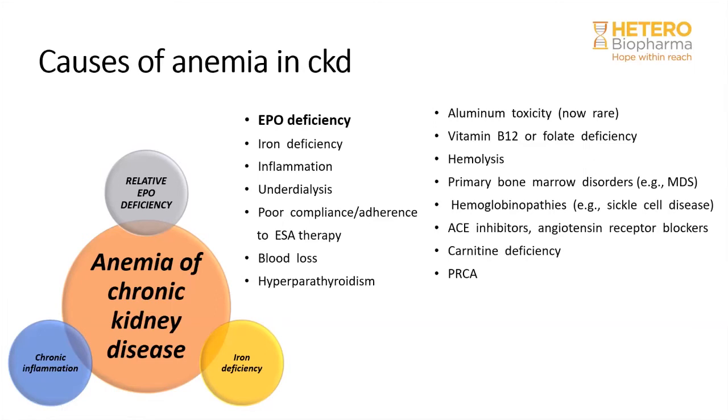CKD itself is a chronic inflammatory state. Under dialysis, there is non-compliance to ESA therapy, any ongoing blood loss, and one of them could also be pure red cell aplasia or hemoglobinopathies. So what is more important in CKD is the relative EPO deficiency, the chronic inflammation, and the iron deficiency. I'm not going to talk about all these chapters, but I would just concentrate on the EPO in this talk, and probably a couple of slides on iron deficiency.